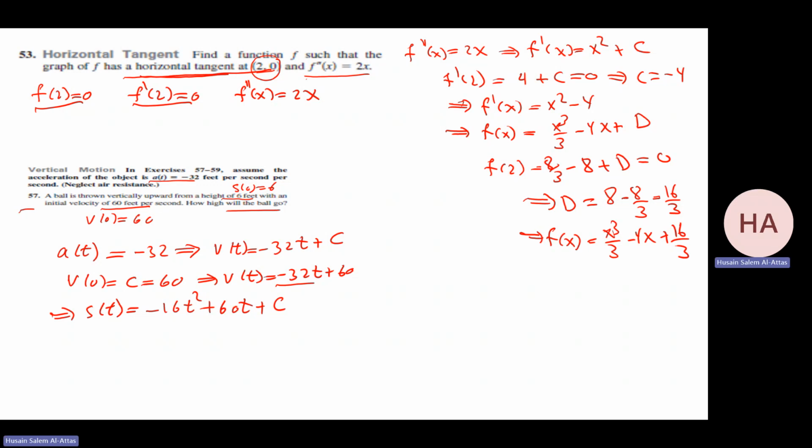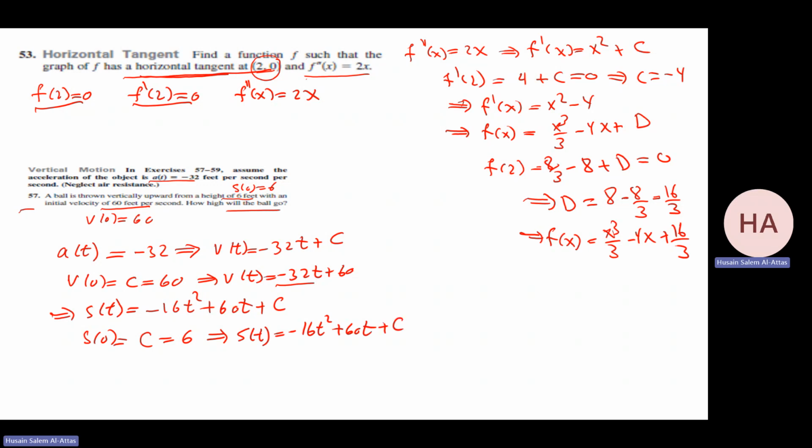And to find this, I'll use s at 0 equals 6. That will be 6. So my s of t equals minus 16t squared plus 60t plus c.